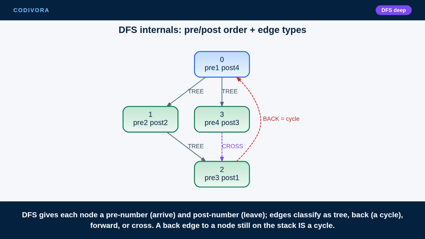A tree edge leads to a brand new node. A back edge points to an ancestor that is still in the stack, and that, right there, is a cycle. A forward edge points to a descendant you already finished, and a cross edge points into a completely different branch. Remember one thing above all. A back edge, an edge to a node still on the stack, is the fingerprint of a cycle.